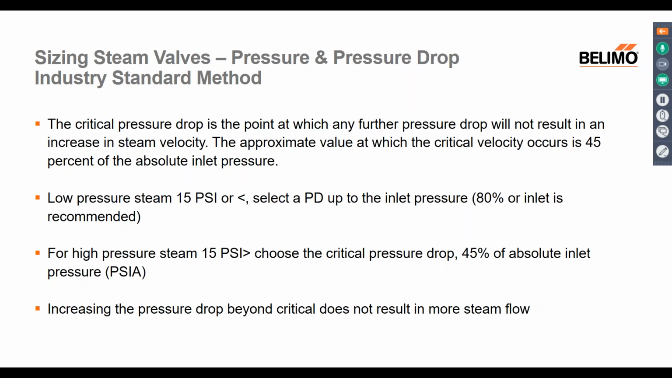So gauge plus 14.7. Now 45, some people are saying, oh no, it's 42. They're right. And you'll see I use these different numbers. Throughout the industry, I've seen 42, 43, and 45. It's not really going to change anything. So in this example, I just used 45%.